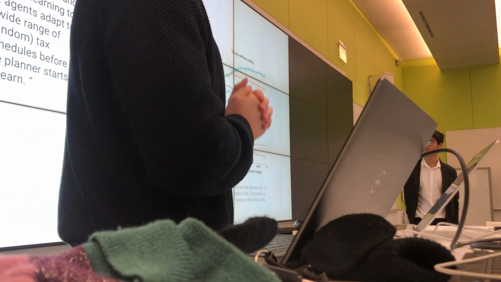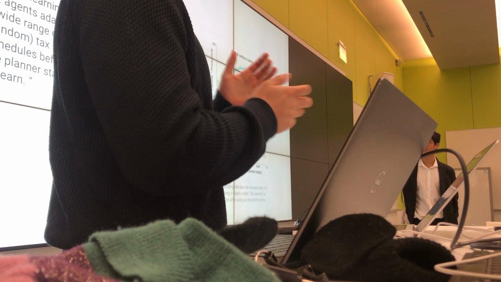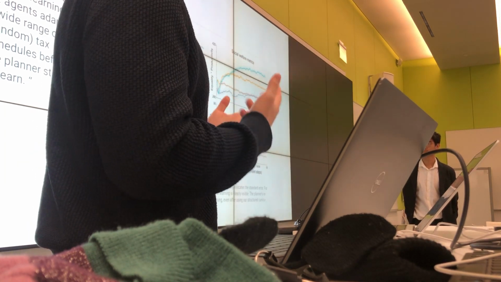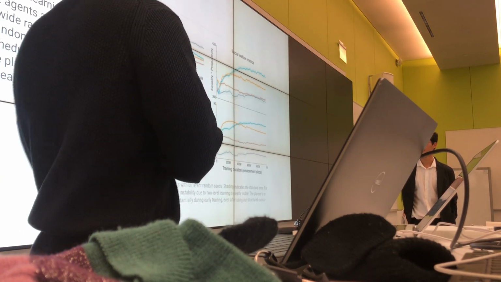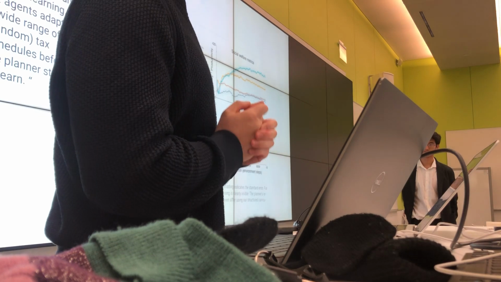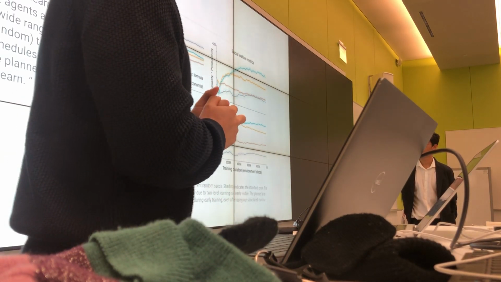So curriculum learning. Basically this is the idea that we can stagger agent and planner learning to let agents adapt to a wider range of random tax schedules before the planner actually starts to learn. This again goes with the general theme of staggering agent and planner learning. Specifically, what they do is gradually introduce labor costs and then taxes in a similar step.